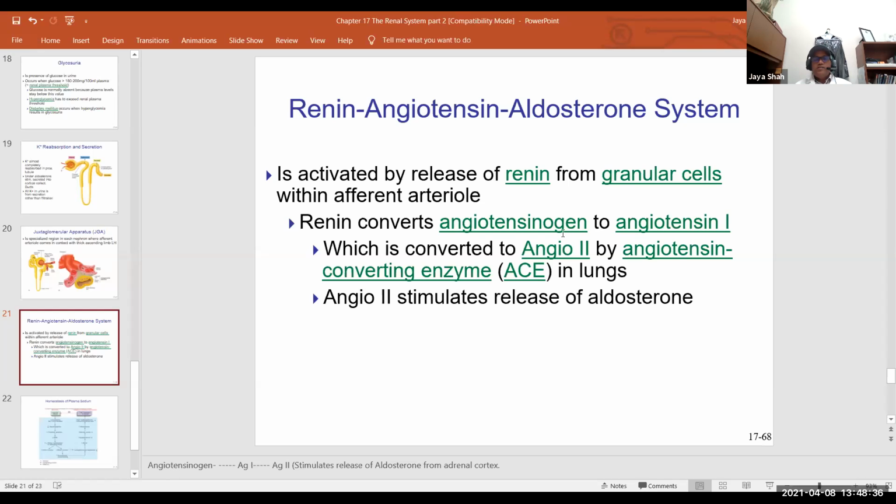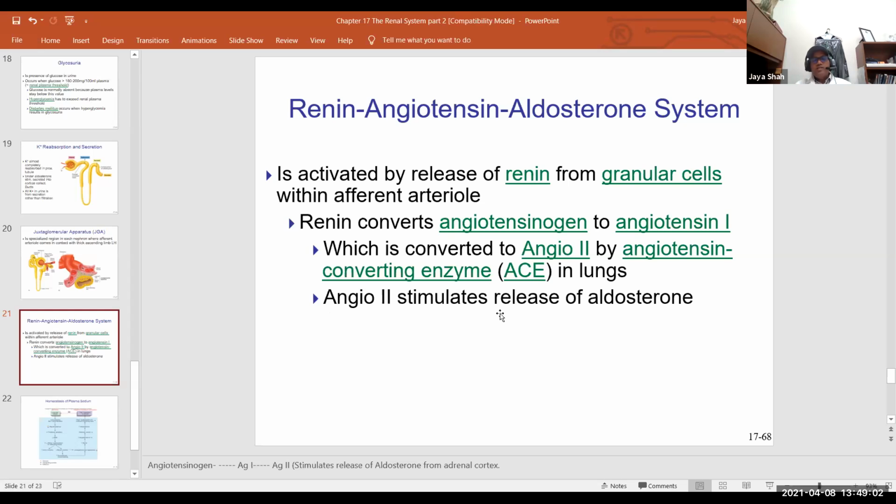Renin converts angiotensinogen to angiotensin 1. This is the hormone which is found in your lungs. Now, angiotensin 1 is converted to angiotensin 2 by angiotensin converting enzyme, ACE. And ACE enzyme is also found in the lungs, okay?